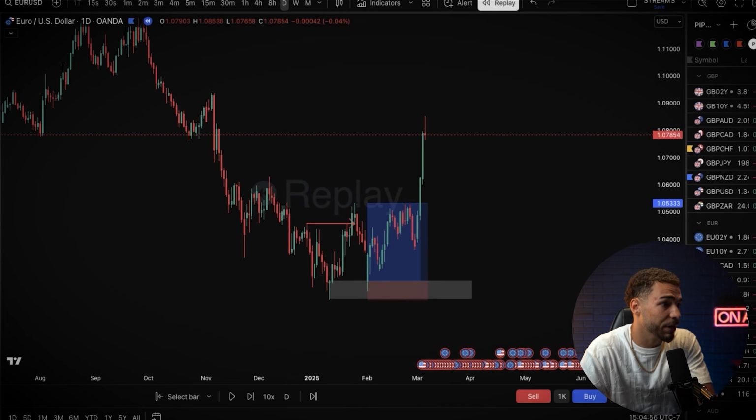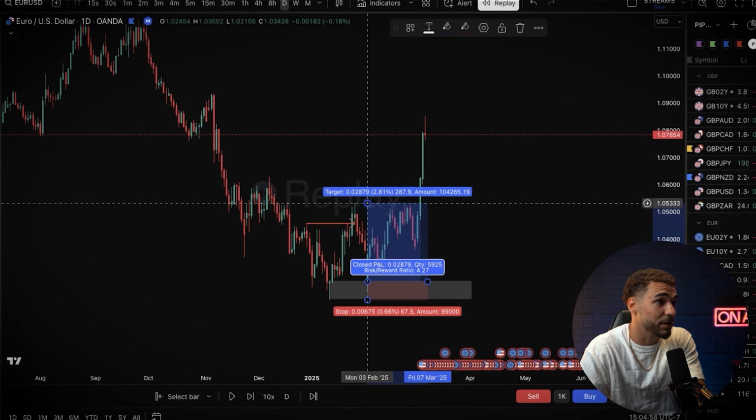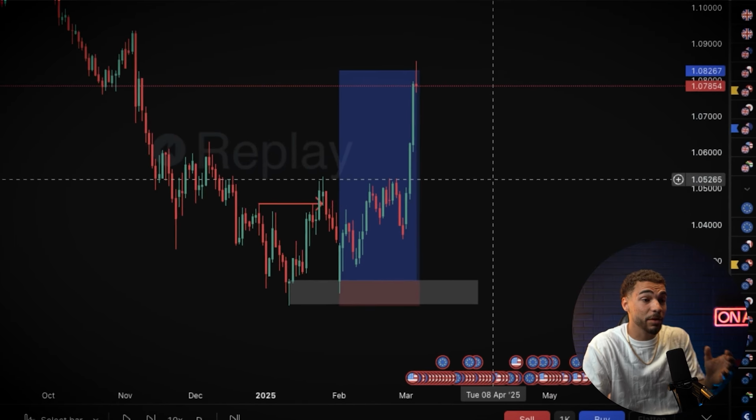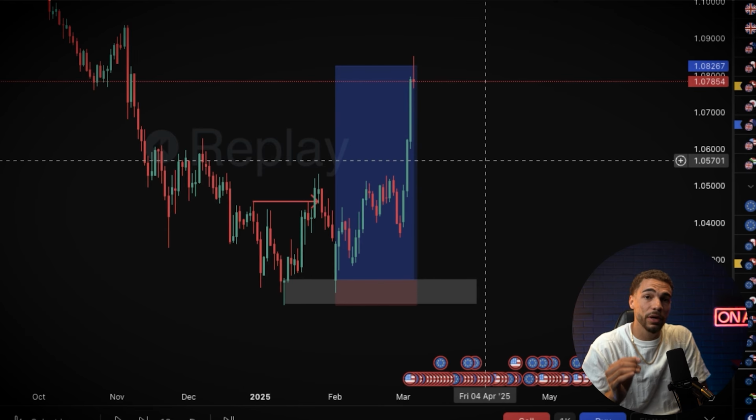So make sure that you're always using a top-down analysis. And you guys can see price didn't even stop there. It continued to run all the way up. And that could have been a 1 to 8.6 risk to reward ratio just by identifying one break of structure and allowing markets to reach that level and play in your favor.